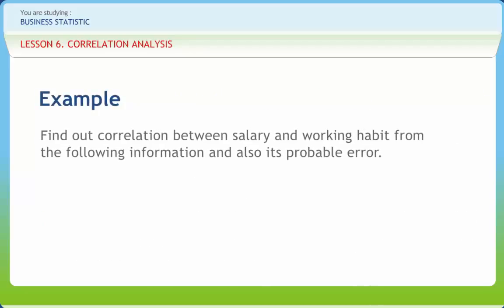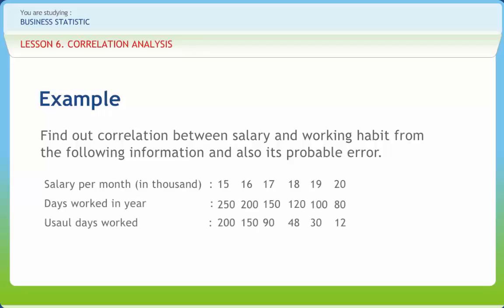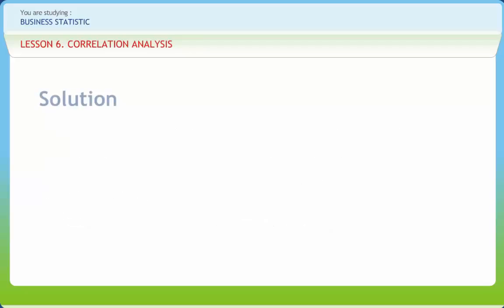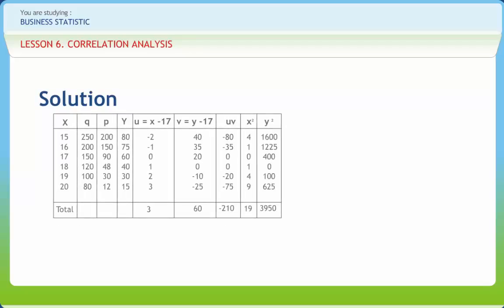Find out correlation between salary and working habit from the following information and also its probable error. Data is given in the table. X denotes salary per month, Q the number of days worked in a year, and P is the usual days of working. Y equals P divided by Q multiplied by 100.